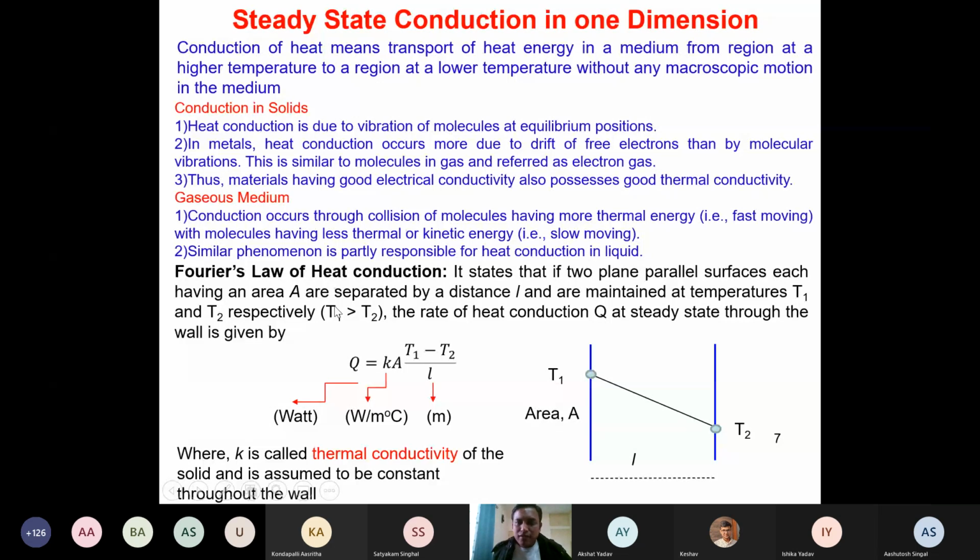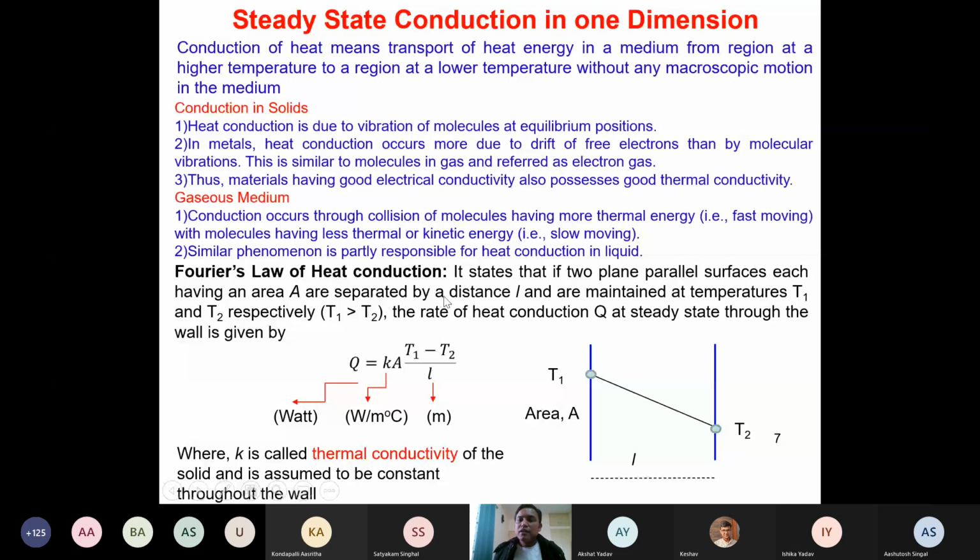So is there any question so far? So let's move to the quantitative analysis of the conduction. In order to quantify the conduction, the law which is used is Fourier's law of heat conduction.